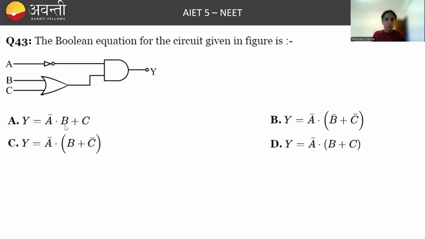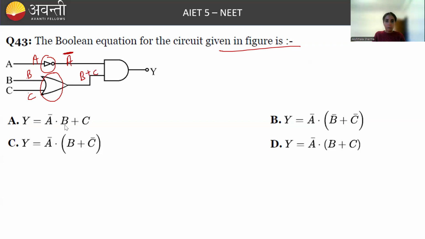Now the Boolean equation for the circuit given in the figure. If you look carefully, this is A, and a NOT gate is here. So this will become A complement. This is B, this is C. This is an OR gate. OR means plus. So this is B plus C.